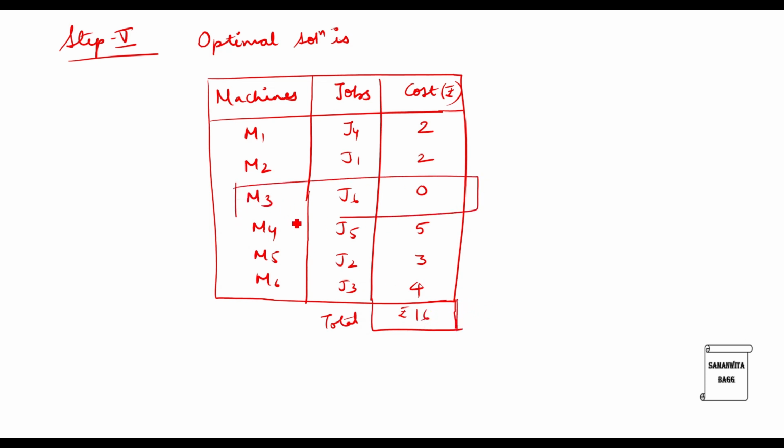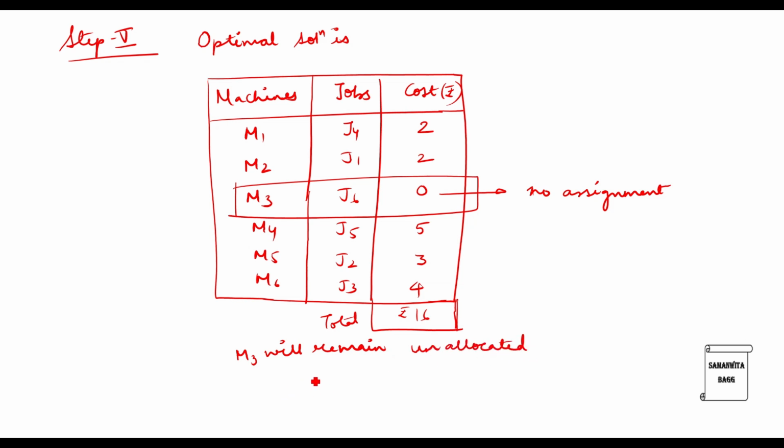This is very important. There is no assignment on machine 3. So you can write down over here, M3 will remain unallocated and the total cost is rupees 16. This is my answer.